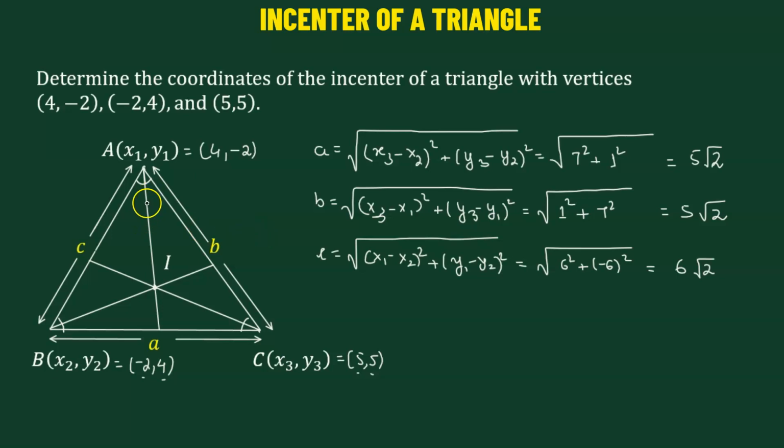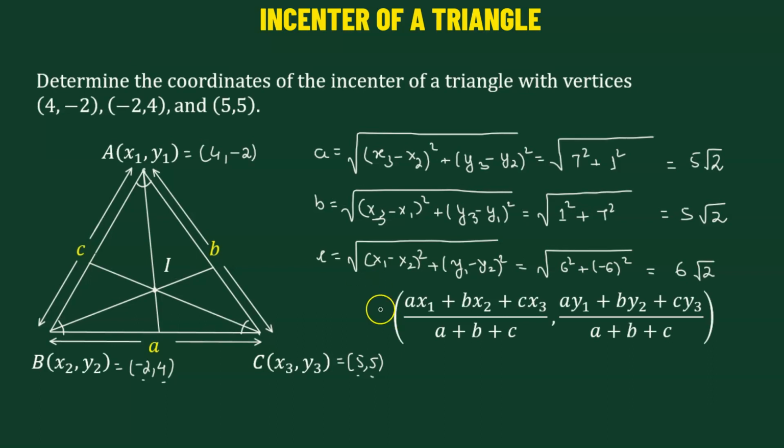Now that we have the lengths of the sides of the triangle, a, b and c, we are ready to find out the coordinates of the incenter. So let's define the coordinates of the incenter of a triangle. The coordinates of the incenter are given by this expression. For the x coordinate, we have a times x1 plus b times x2 plus c times x3, divided by a plus b plus c. And for the y coordinate, we take a times y1 plus b times y2 plus c times y3, divided by a plus b plus c.